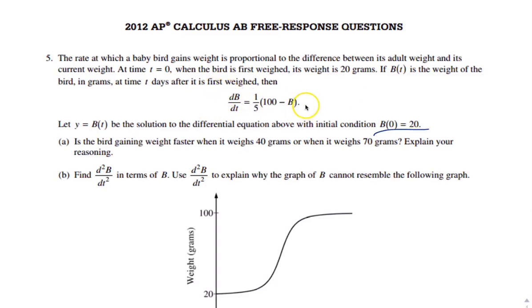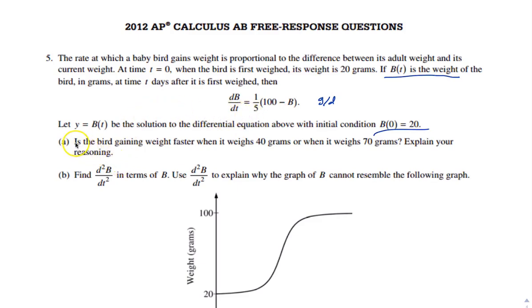This right here, keep in mind what this is. We're taking a derivative of B of t, which is the weight. So this is a rate. This is weight over time. So grams per day. This is grams, this is time, days. So grams per day. So again, keep in mind it's a rate.